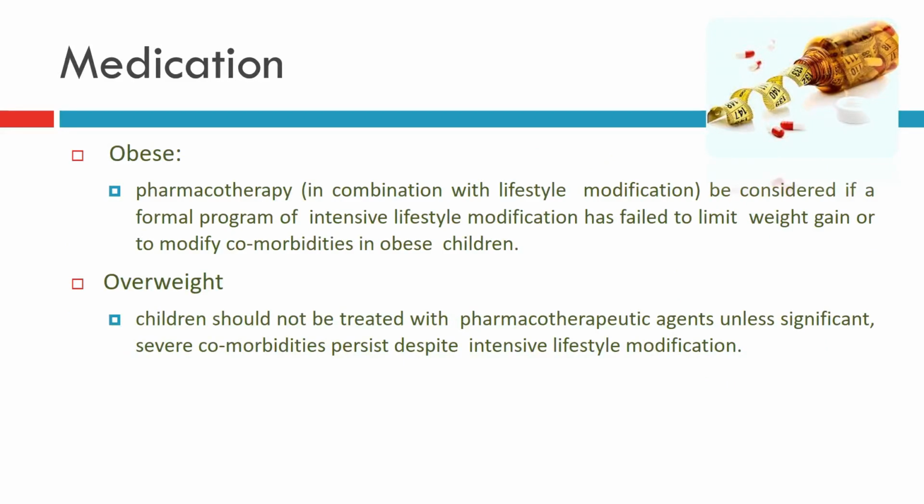Next one is medication. If the person is overweight or obese, pharmacotherapy is included in that part. Pharmacotherapy in combination with lifestyle modification may be considered if a formal program of intensive lifestyle modification has failed to limit weight gain or to modify the comorbidities in obese children. And in overweight children, they should not be treated with pharmacotherapeutic agents unless significant and severe comorbidities persist despite intensive lifestyle modifications.